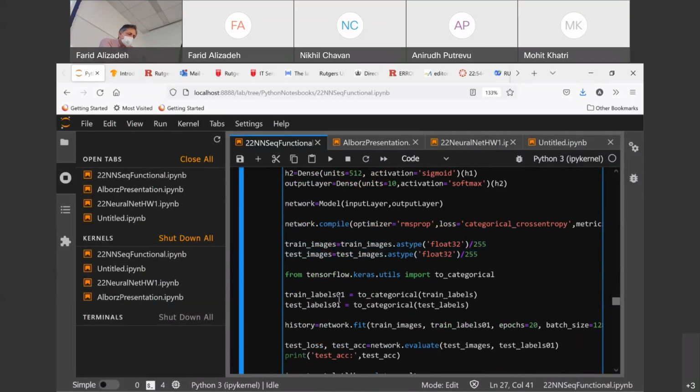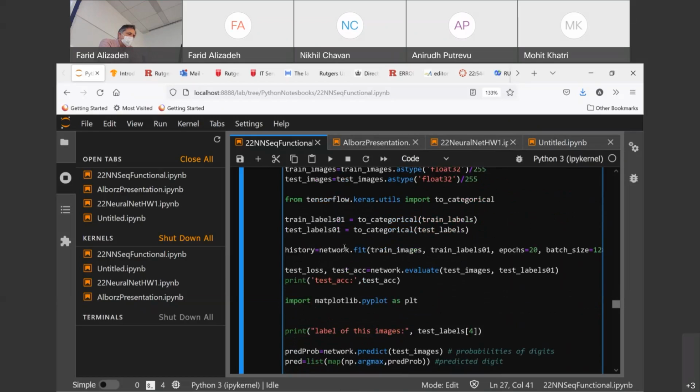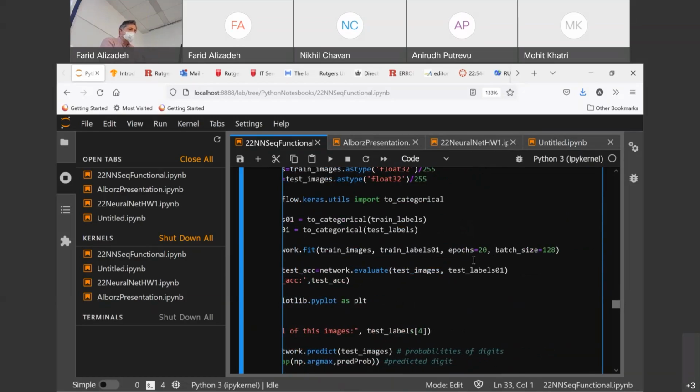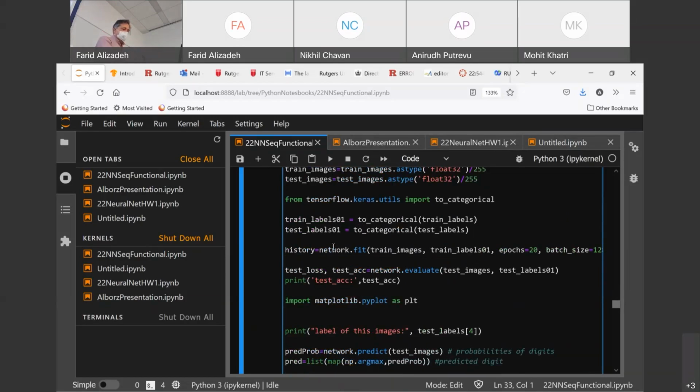Turn the Y labels to categorical, fine. And then the network.fit, again, the same. That's where the action happens. You give the training X's, training Y's, and then other stuff which we won't worry about right now. So the output is called history.